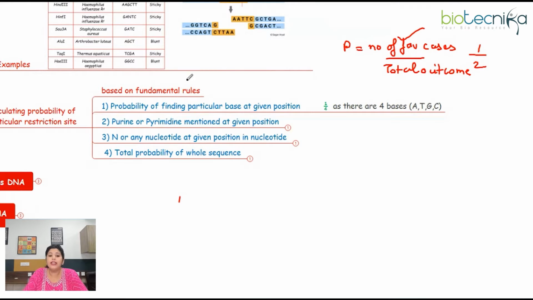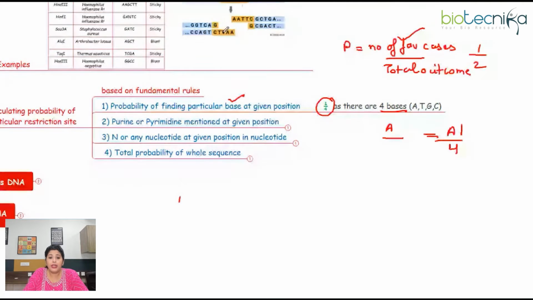Similarly, here we are calculating the probability of finding a particular base at a given position. It is 1/4 because there are a total of 4 bases: A, T, G, and C. So the probability of finding a particular base, let's say A, will be what? The favorable case, the event we are looking for, is A, that is 1. And what is the total outcome? 4, because we can get A, T, G, or C. These are the total 4 outcomes. So this is the reason the probability is 1/4.